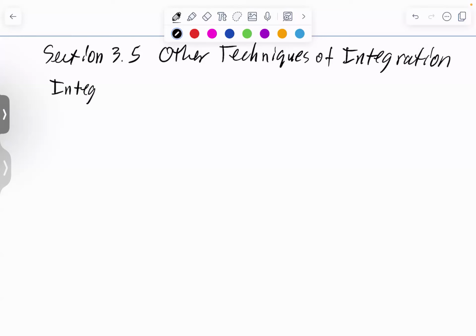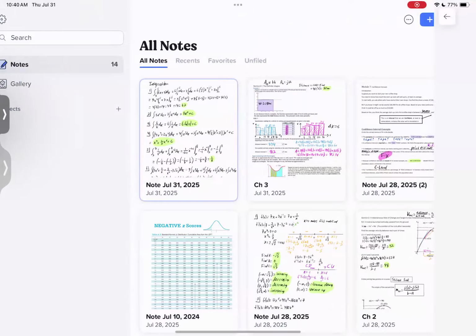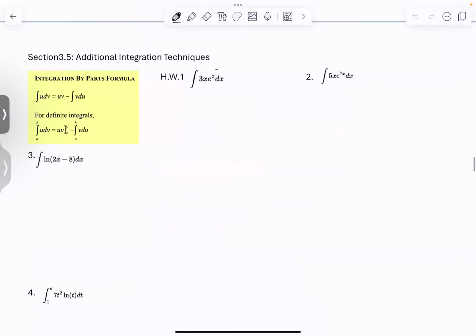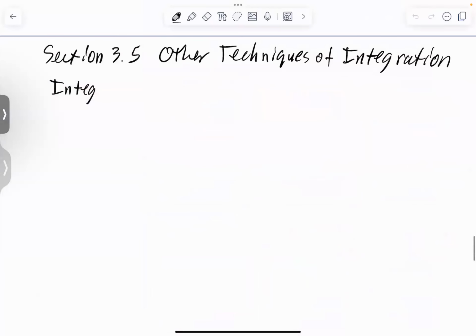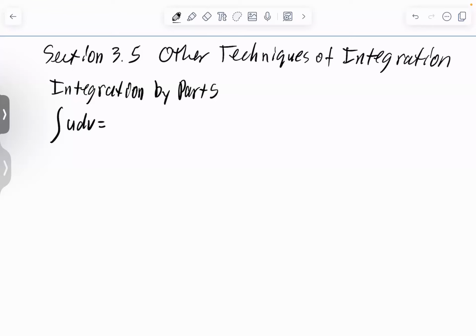And I'm going to follow along with your handout that you have, but I just don't have the room that I need. So I'm going to do all these problems on a separate sheet here, and I'm going to rewrite our integration by parts formula. And it basically looks like this.